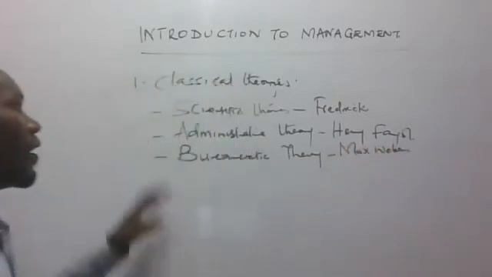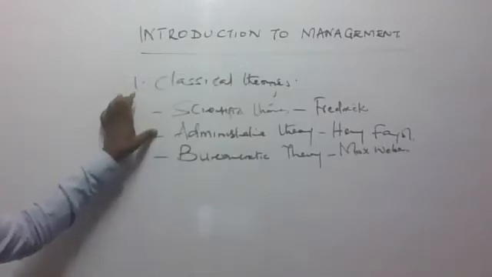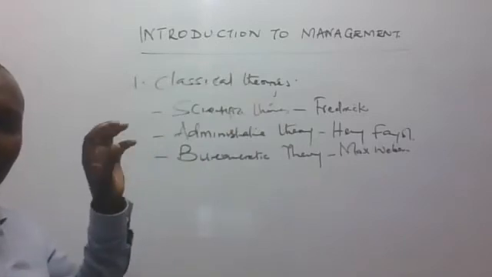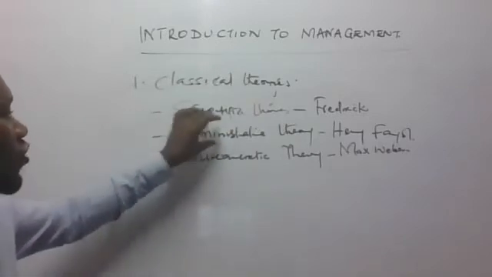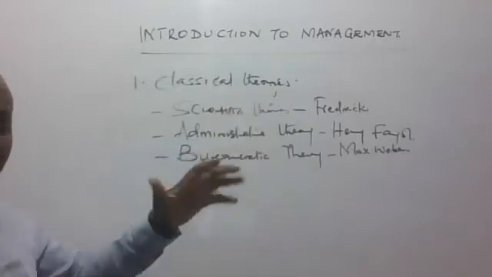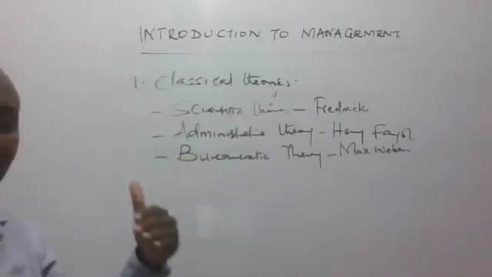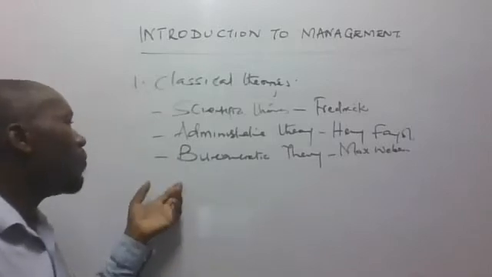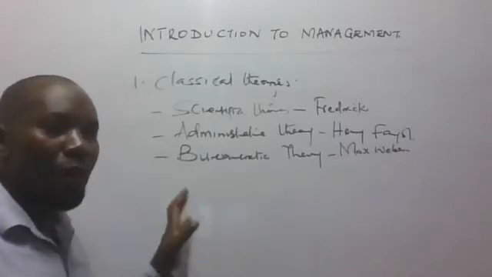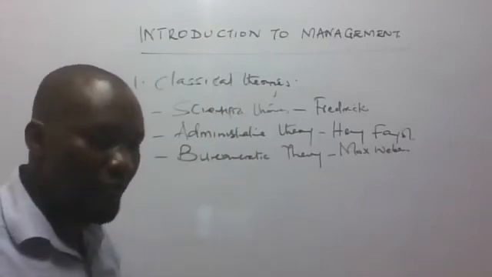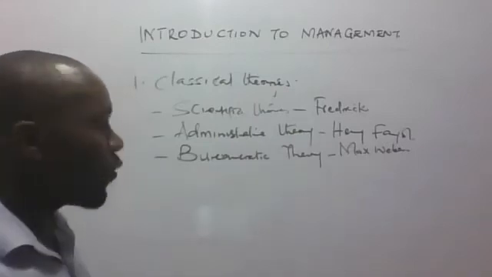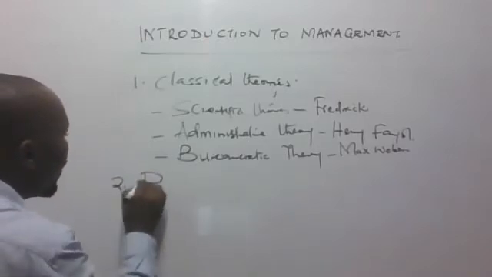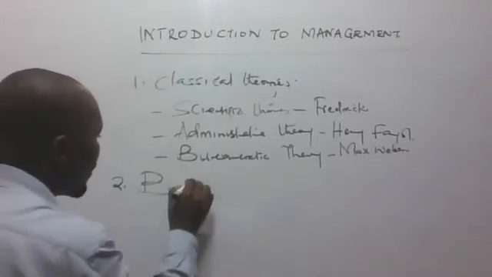So scientific theory, the one that came first, was so much focused on the production process. It ignored the human being. Then we brought in administrative theory. This one was at least now looking at the welfare of human beings. They were bringing on board a human touch. Then bureaucratic theory was now trying to come up with structure on how operations should be done so that we can have some order. So those are the first theories. Then we have the second group of theories that are called behavioral theories.